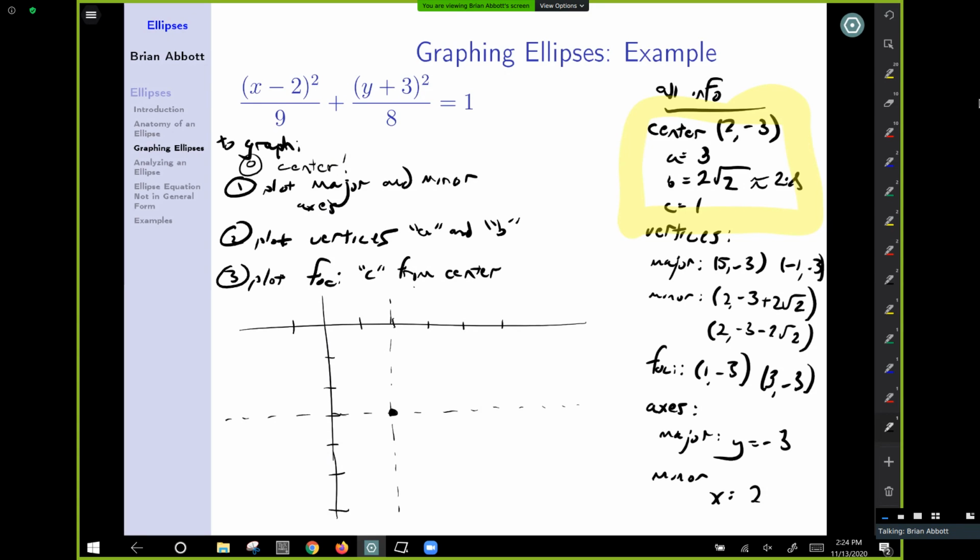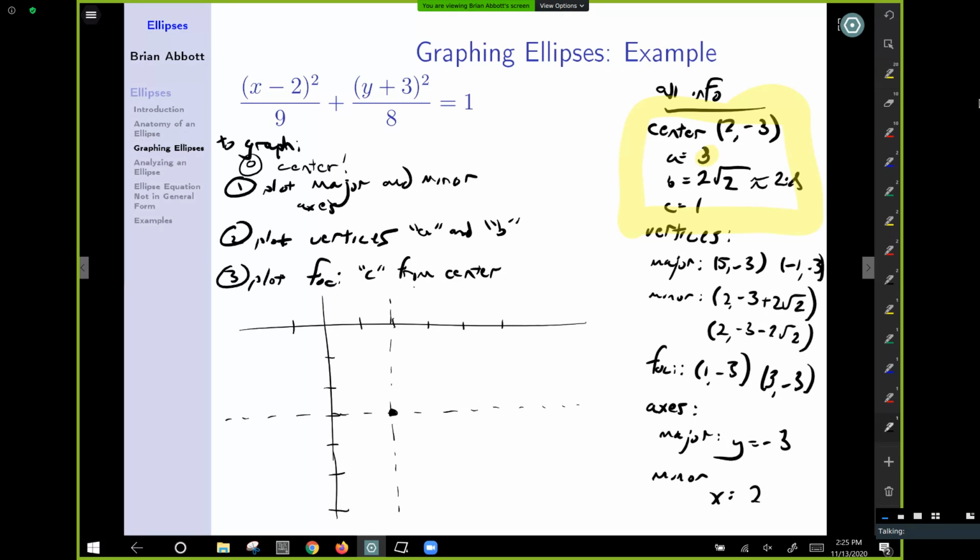Okay, so next step, don't worry about the focus yet. Let's plot our vertices. Okay, a is the distance, since it's underneath. Remember, it comes from a squared underneath my x term, so it's the distance from the center to the major vertex. So we're going to start at our center. We're going to travel horizontally on that major vertex a distance of 3.